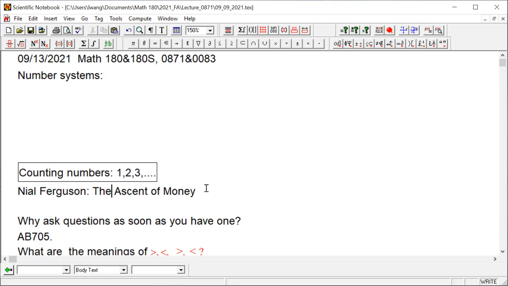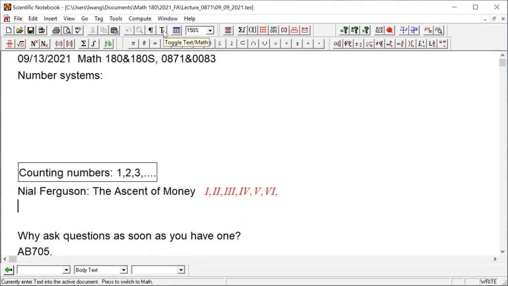Because before this, for example, Italians at that time, like the city states in Renaissance time, right? People learned about the Romans, who used to use I, II, III, and can you imagine using these things to add and subtract? Can you imagine that?